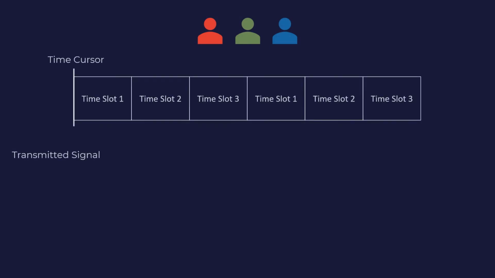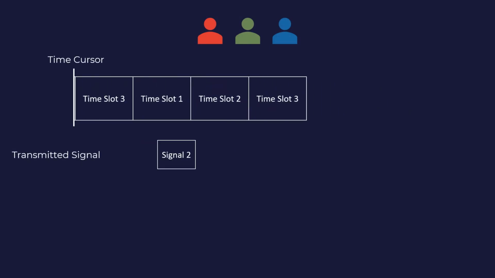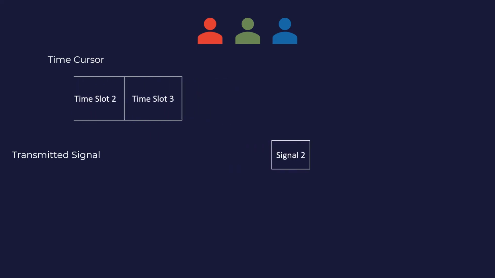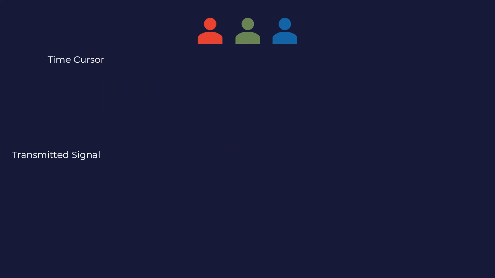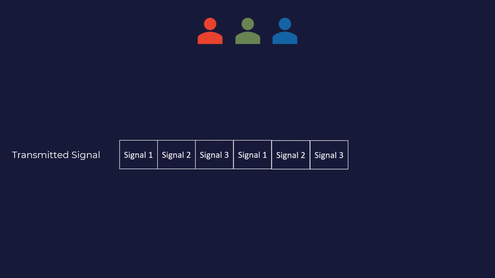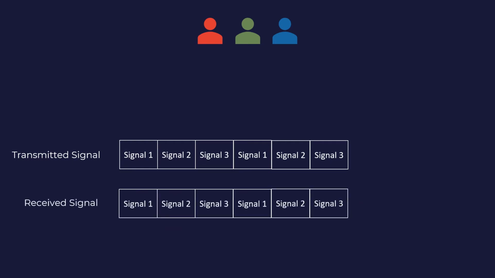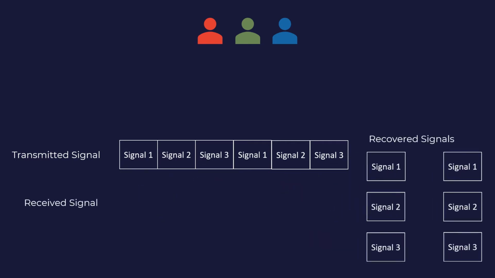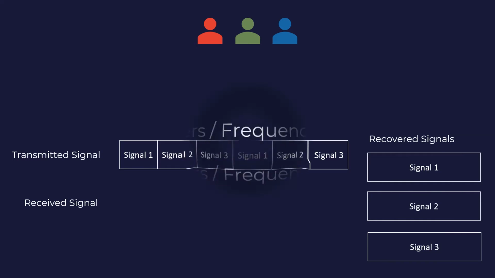Let us look at how TDMA works in the time domain. Suppose we have 3 users per frequency channel. As time passes, the transmitted signal would alternate between 3 signals. Overall, the transmitted signal will be composed of different signals. When received, the time slot allocations will be used to separate and recover the 3 signals.